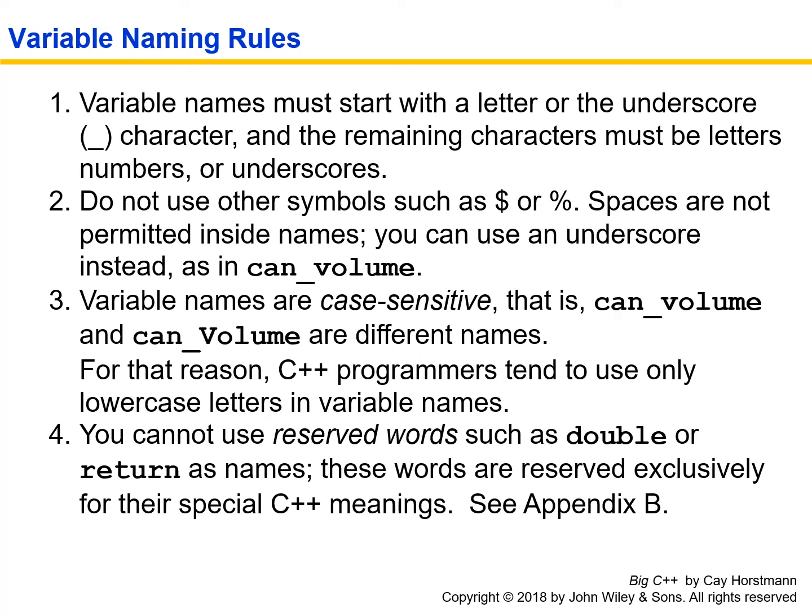And finally, it should go without saying that you can't use reserved keywords such as type names, double, or programming keywords like return as names. Those words have special meanings to the compiler, and if it sees you trying to use it as a variable name, it won't know what to do with it. It won't compile.